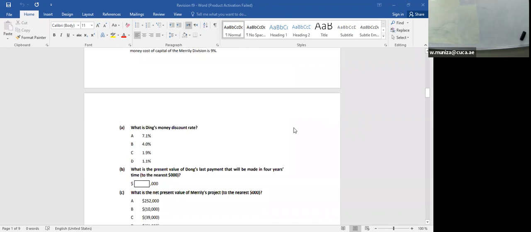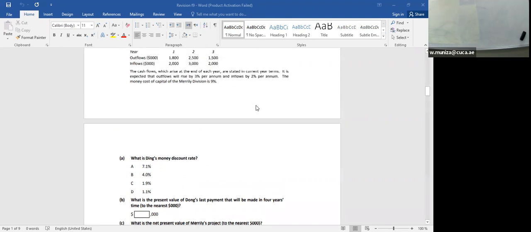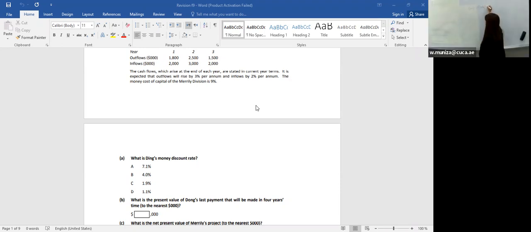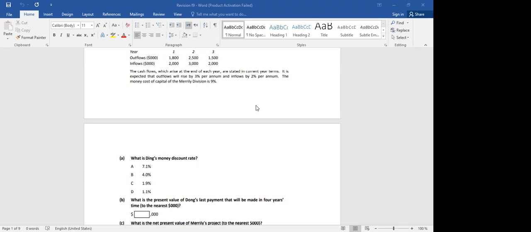So one by one, you are going to read the requirement and then you will be reading the scenario. The first requirement is, what is Dink's money discount rate? Do you remember the Fisher's formula for money discount rate, Angelika? That will be given to you in the exam as well. That is 1 plus i. Very good. Is equal to 1 plus h into 1 plus r. So you are required to calculate money discount rate with the help of this formula.